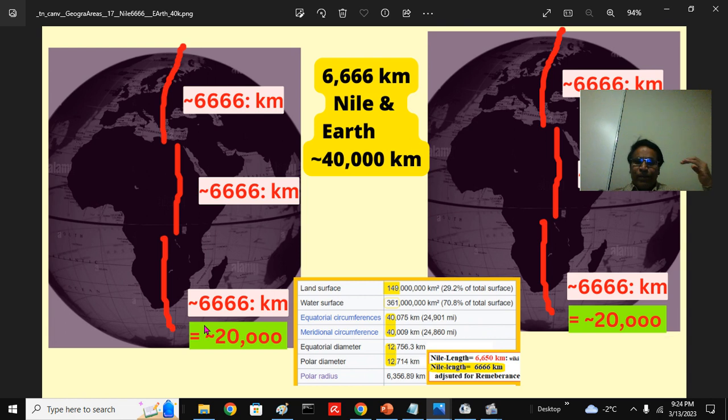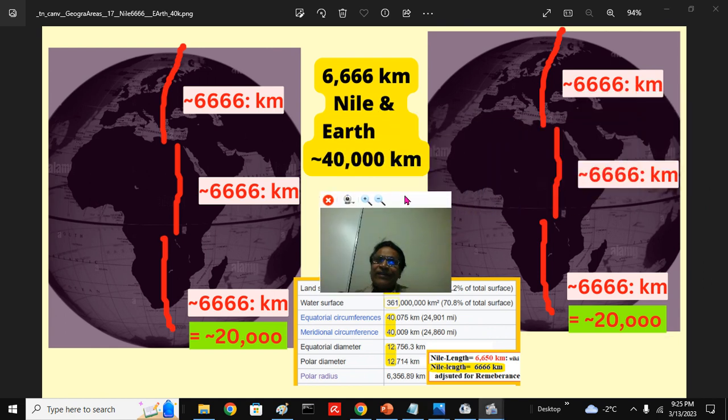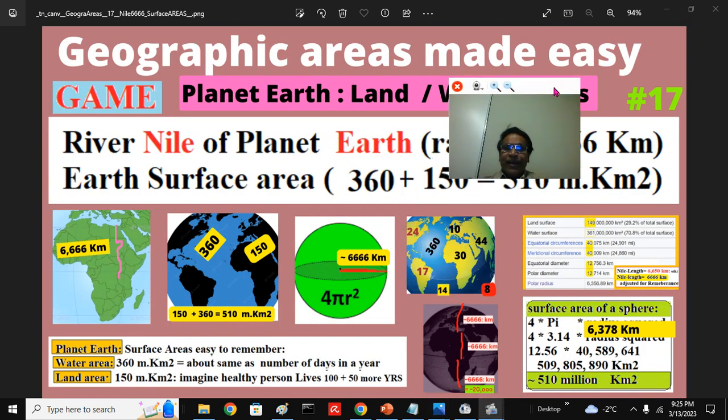But here we made it very easy. 3 times Nile on this side of the hemisphere, 3 times Nile, 40,000 kilometers. Again remember, if you just remember this 20 and 40, it becomes very intuitive to know the surface area. So how? Remember 40, that's the circumference, right?